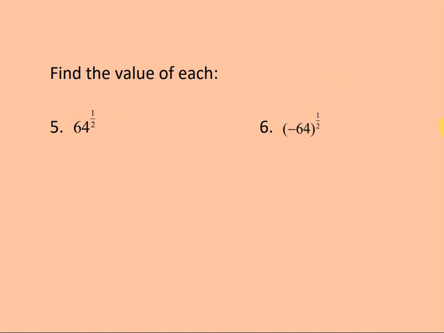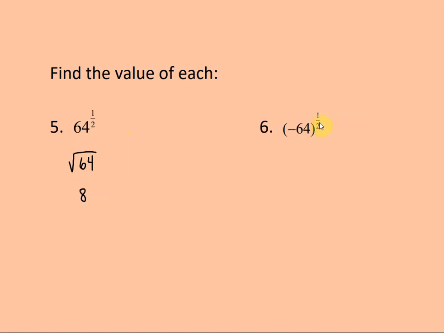Now let's find the value of each. We have 64 to the 1/2 power, so first we'll rewrite it as a root. My bottom number is a 2, so that would be the square root of 64, and then it's raised to the 1 power, so we don't have to write anything because it's understood to be to the 1 power. So what is the square root of 64? 8. So that would be my solution. That's the value of 64 to the 1/2 power is 8.